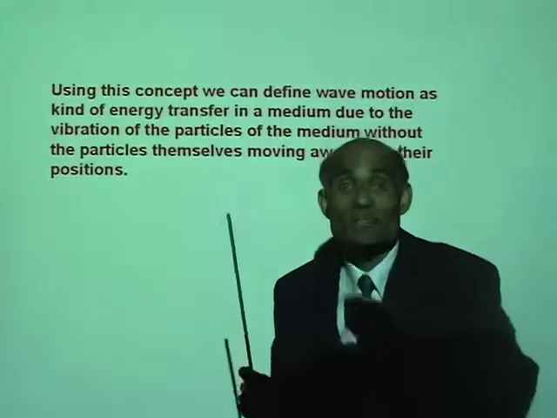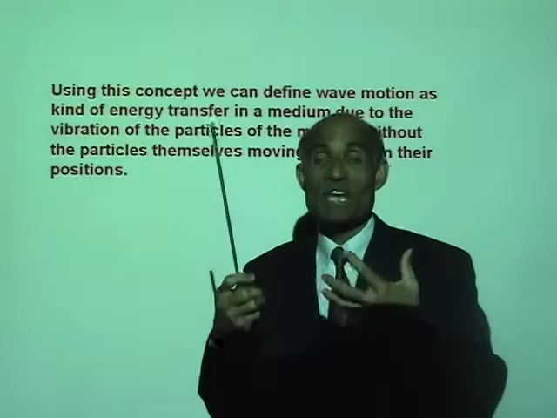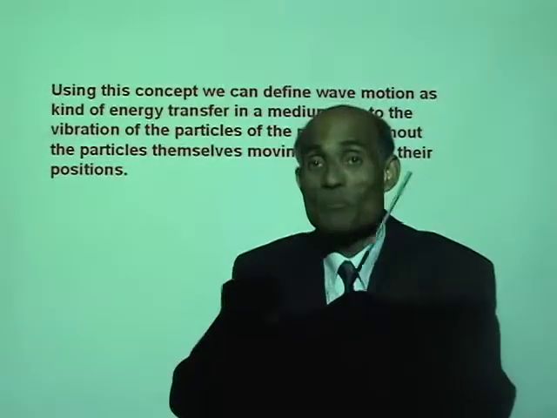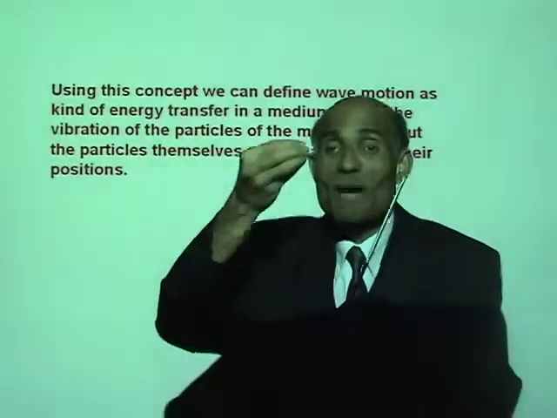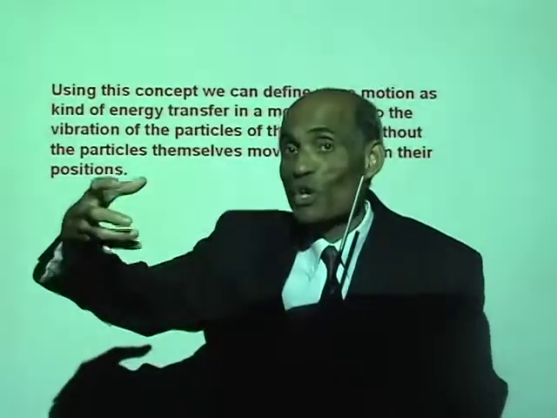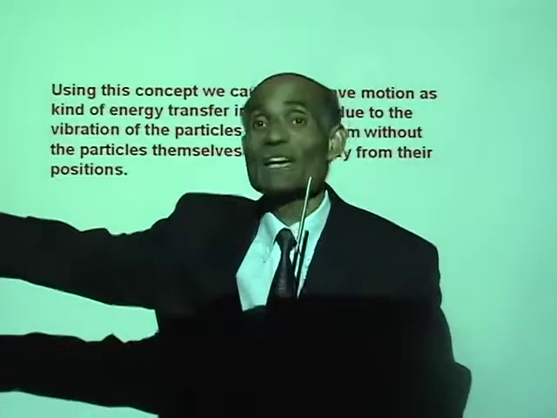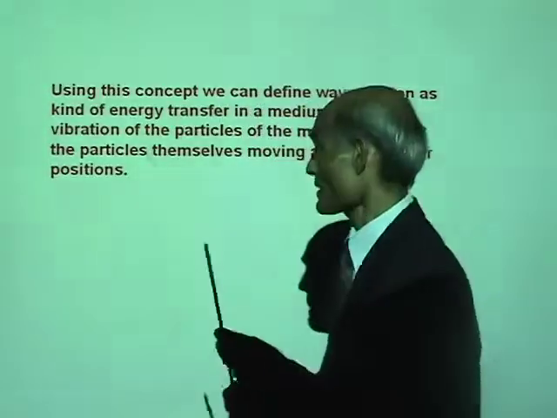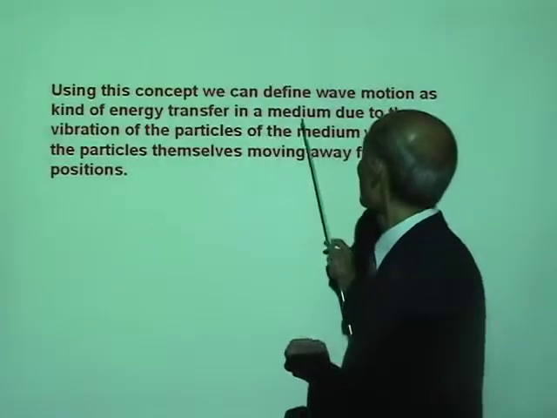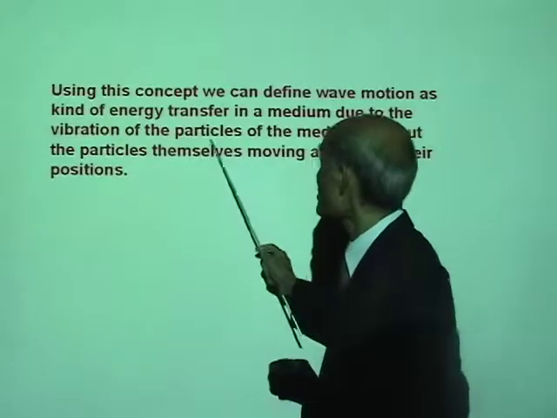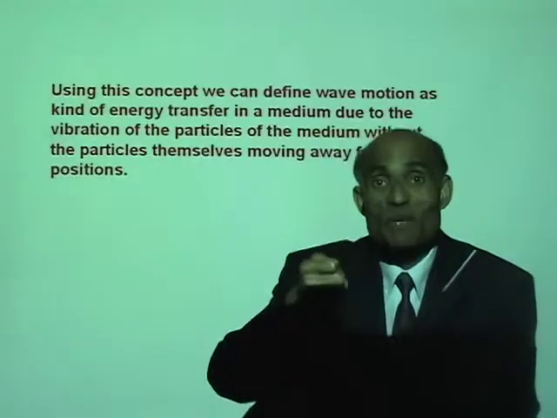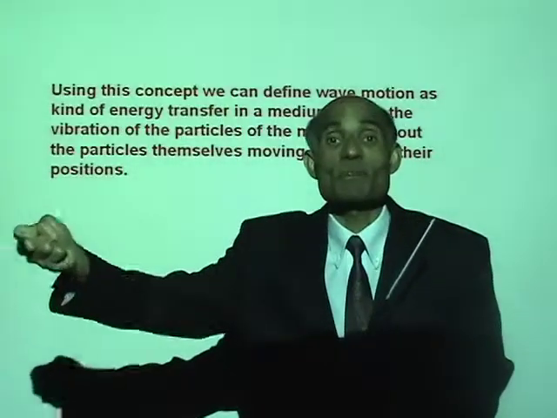So, a wave motion is a kind of energy transfer in a medium due to the vibrations of the particles of the medium. You see, a disturbance created at one part of the medium will set the particles of that medium into vibration, and the energy of vibration will then be propagated along that medium. Wave motion is a kind of energy transfer in a medium due to the vibrations of the particles of the medium without the particles themselves moving away from their positions.